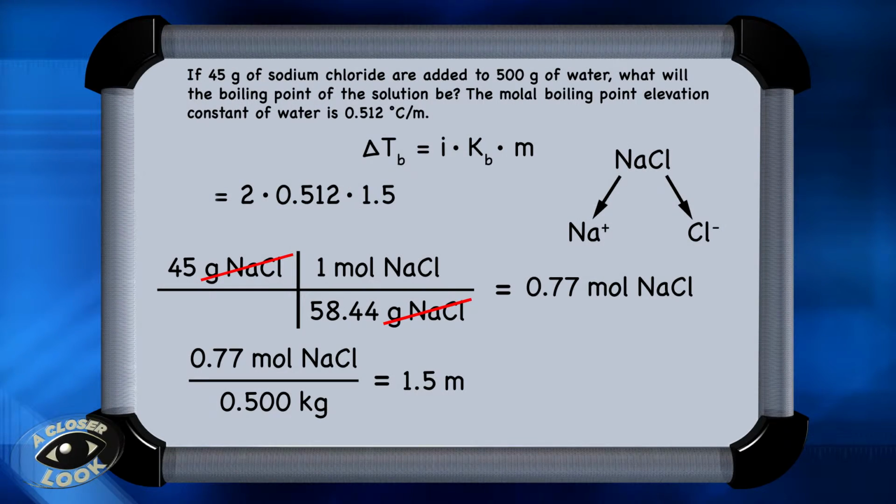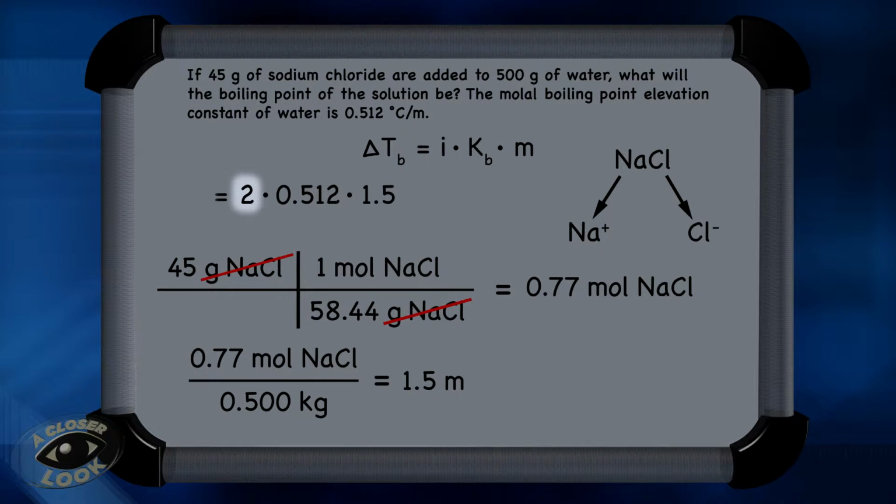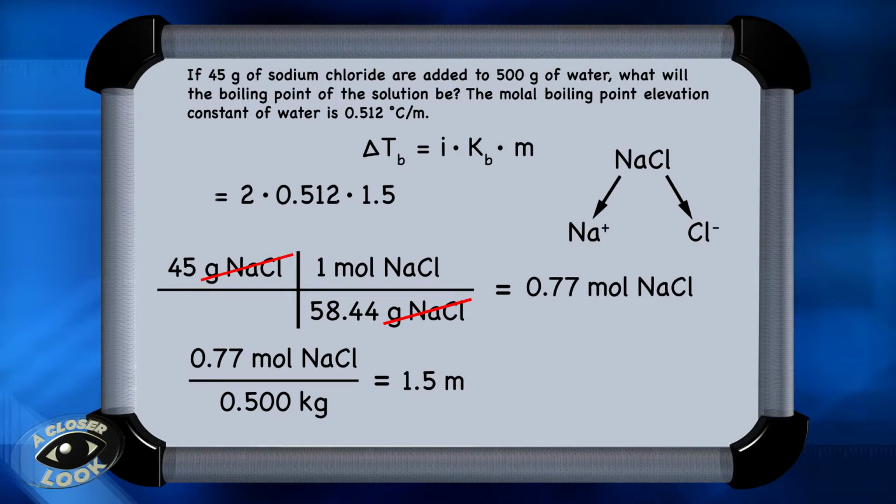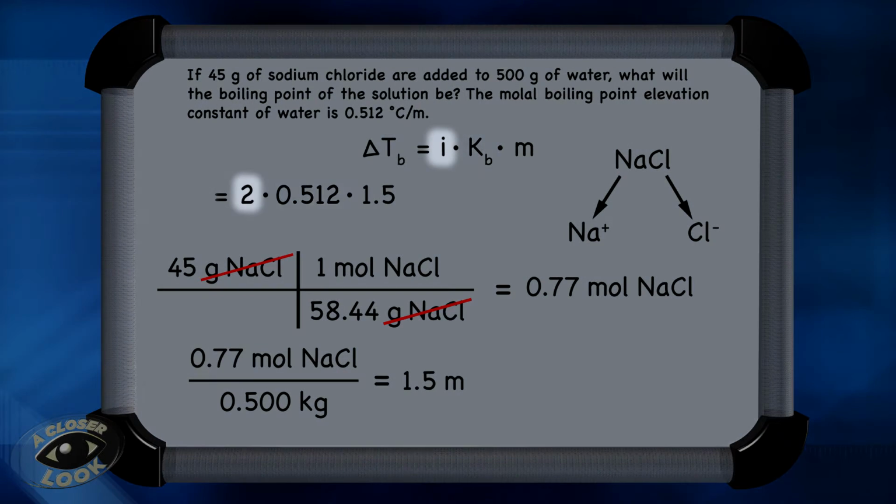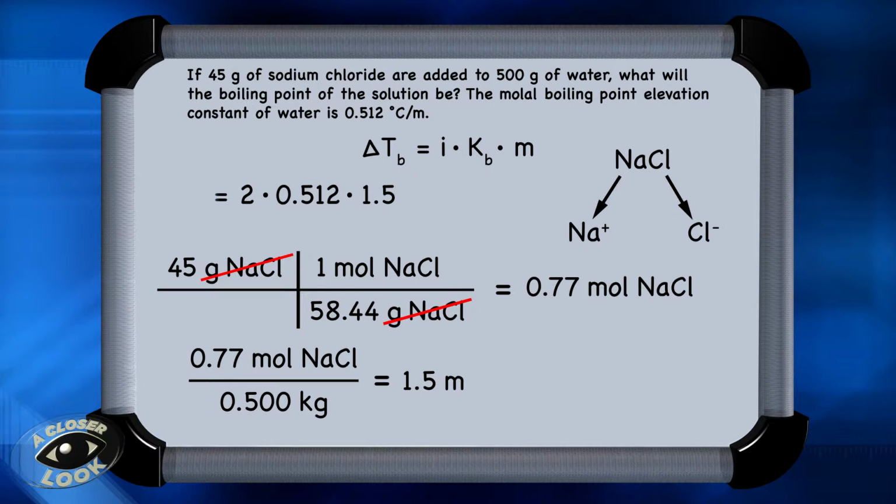And we have a Van't Hoff factor of 2, which comes from the sodium chloride, which broke up into 2 ions per mole. And when we multiply 2 times 0.512 times 1.5, we get the number of degrees to which the boiling point is elevated. And that answer is 1.5.